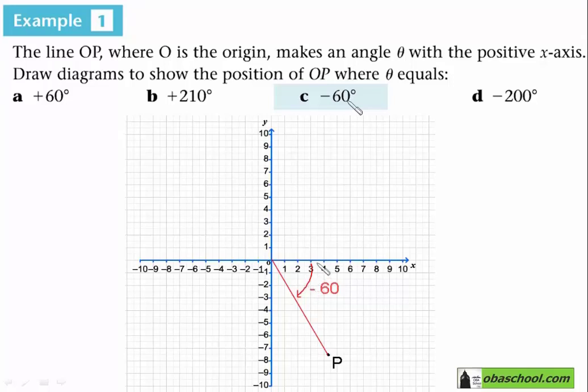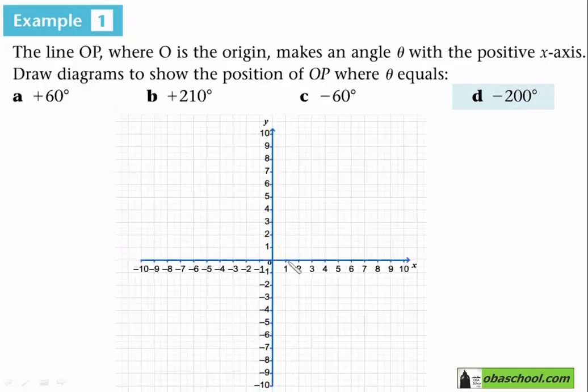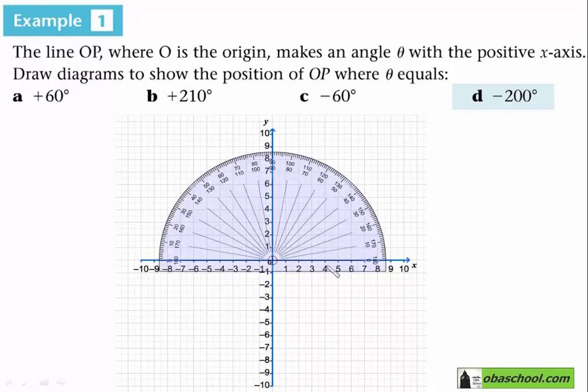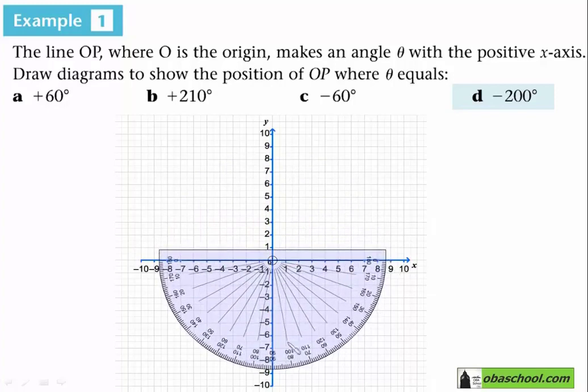Now let's draw the angle minus 200 in part D. Please consider that this angle is negative on one hand and it is greater than 180 on the other. Now let's draw the angle on the coordinate plane. Since I have a negative angle, I will set the protractor downward. The angle is minus 200, which exceeds the number of degrees on the protractor, which are 180.